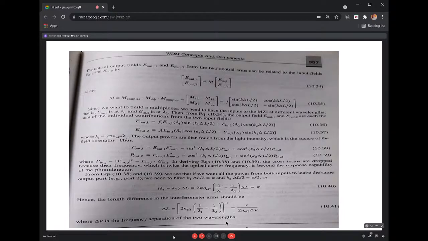I will stop here. In the next class, I will take the isolators as well as the couplers. Is there any doubt?